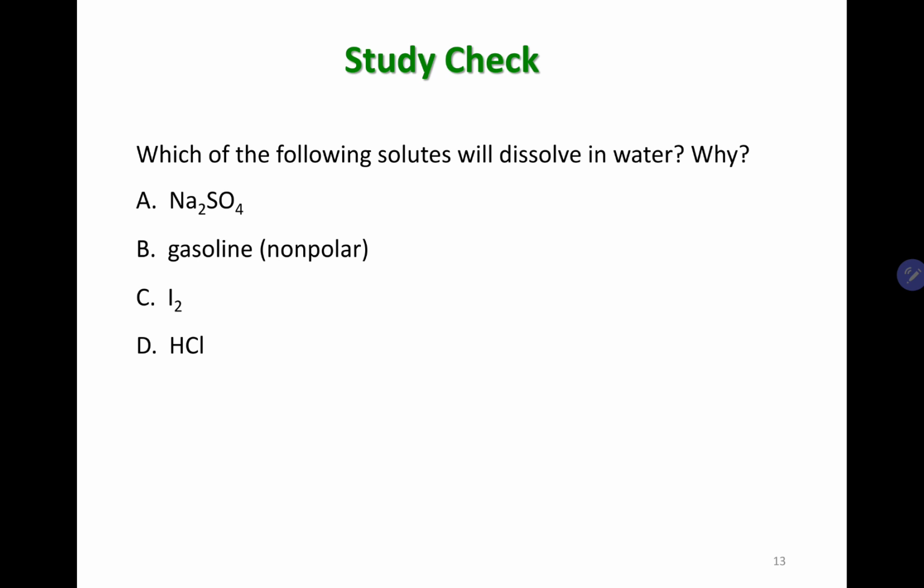In sodium sulfate, you have sodium ions. The thing about sodium ions is that they really like water. So sodium ions always tend to form sodium ions in water.